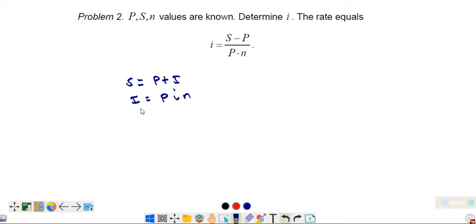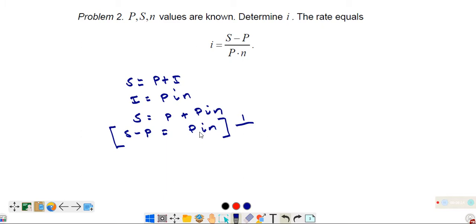Okay, so from here, what we're going to do next is to substitute P times I times N for our I. We have S is equal to P plus P times I times N. Next, this time let's isolate I. So we have S minus P is equal to PIN, or P times I times N. And using the multiplication property of equality, we are going to multiply both sides by the terms we don't need, so P and N.